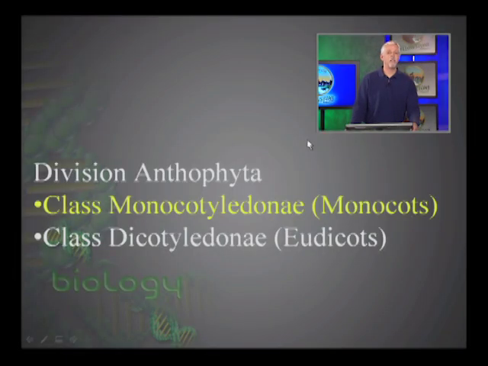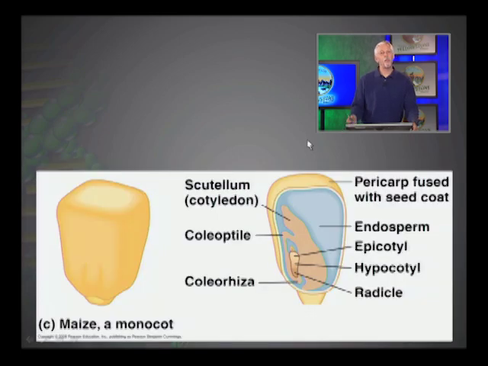All right, so within the division Anthophyta, then we have two classes. One are the monocots, class monocotyledonii, and class dicotyledonii, the dicots, sometimes called the eudicots. And basically this refers to the number of cotyledons there are. So if there's a single cotyledon that acts as an interface for absorbing nutrients from the endosperm, that would be a monocot. So it really comes down to the seed structure here, or embryo structure.